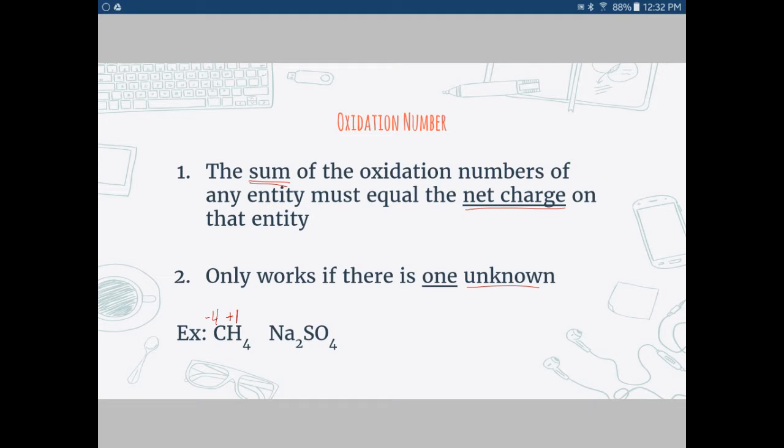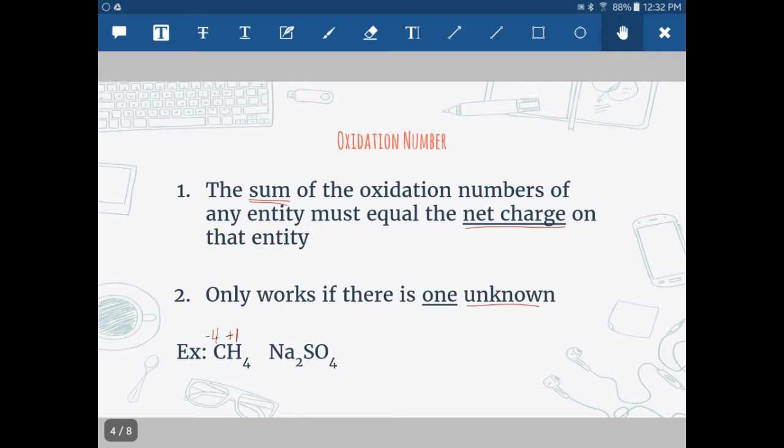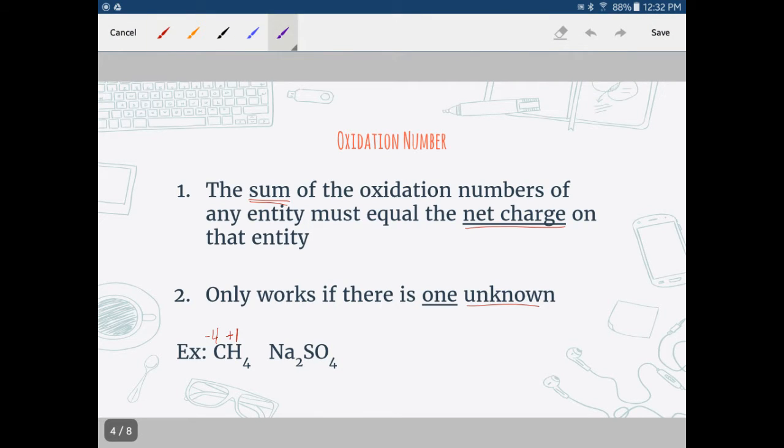So I know that my charge, or my oxidation number, on carbon is -4. Now if I look at this more algebraically, and if you were a math person, you probably prefer this method rather than guessing, looking at it in a logical manner. If you want to really figure out where these numbers are coming from, let's take a look at an example.